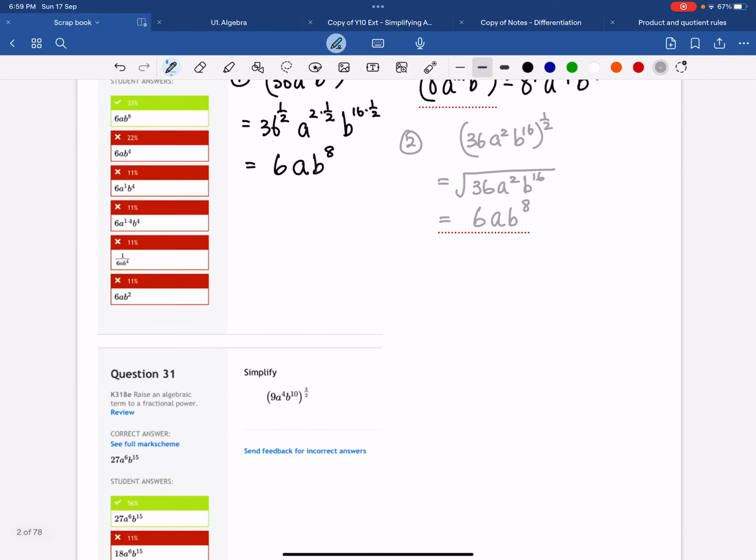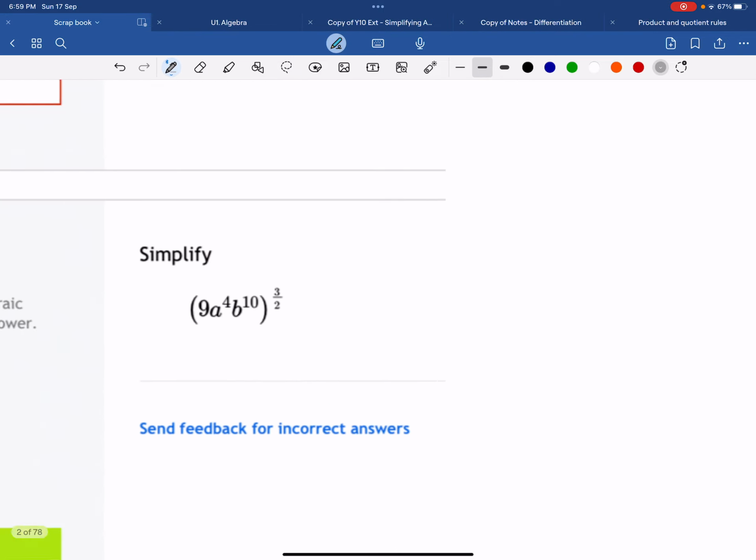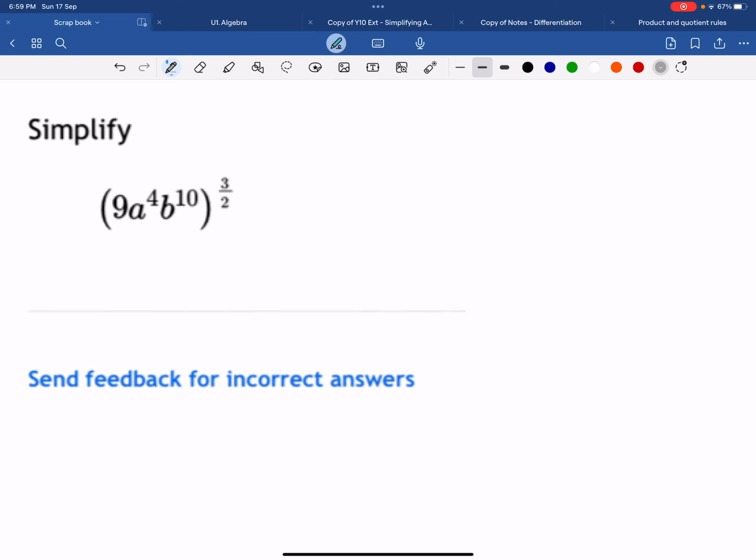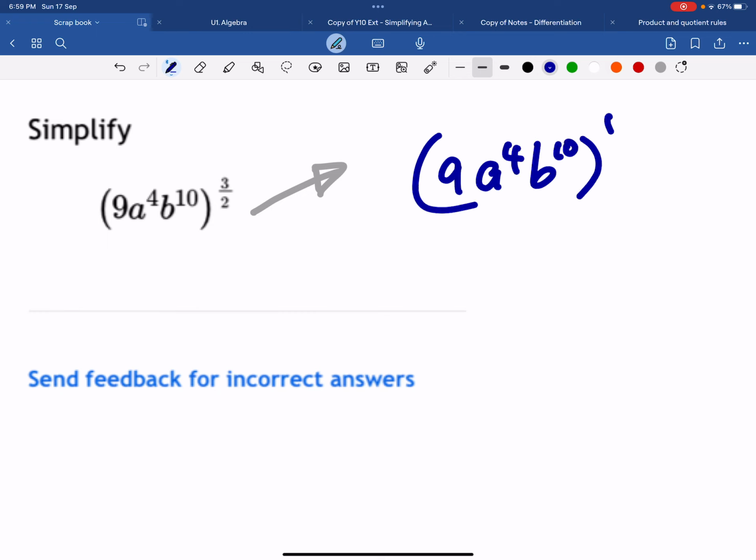Now, this one is different. Not different, but this one, the power is 3 over 2. If I change this question to 9a to the 4, b to the 10, and just do half. Now, most of you can do it right away because we just had the above example. Now, what does that 3 mean? That means whatever result we have gotten from taking the square root of this expression, we have to cube everything.